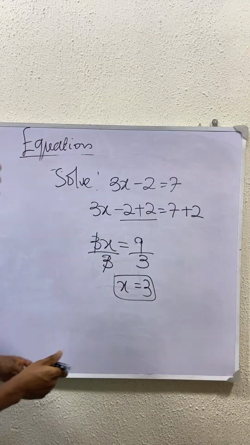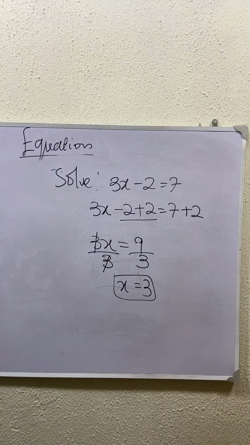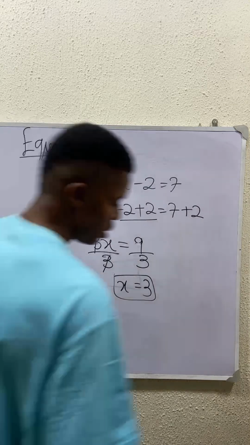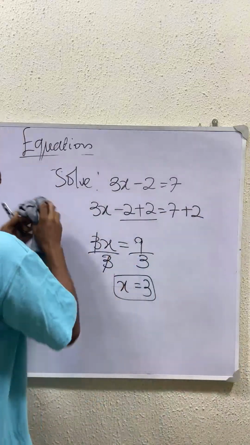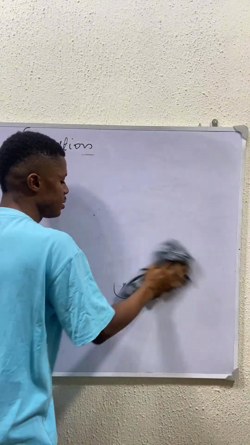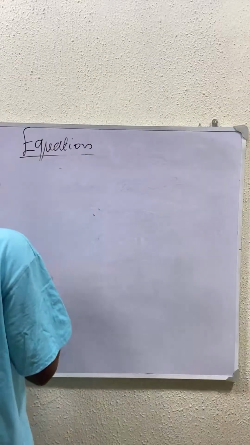So the value for x that can satisfy the given equation is that x must be what? 3. Okay? x must be 3. That's the only value for x that can satisfy the given equation. So it's very easy to do so far, you understand the basics. So let's look at this.